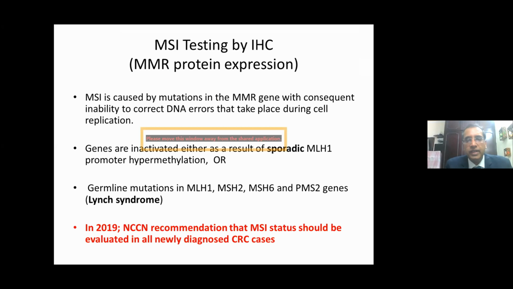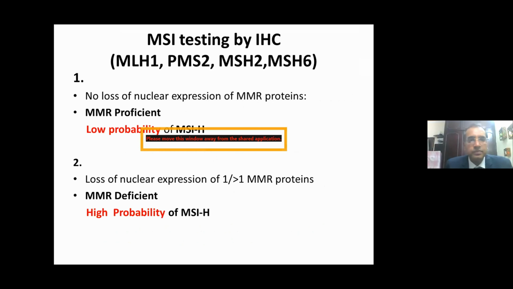So MSI is caused by the mutation in the MMR gene with consequent inability to correct the DNA errors that take place during cell replication. So genes are inactivated either as a result of sporadic MLH1 promoter hypermethylation or germline mutation in MLH1, MSH2, MSH6 or PMS2 genes, which is the Lynch syndrome. So in 2019, NCCN recommended that MSI status should be evaluated in all newly diagnosed colorectal carcinoma cases. And that's our institutional policy. We are doing MSI testing by immunohistochemistry in each and every newly diagnosed case.